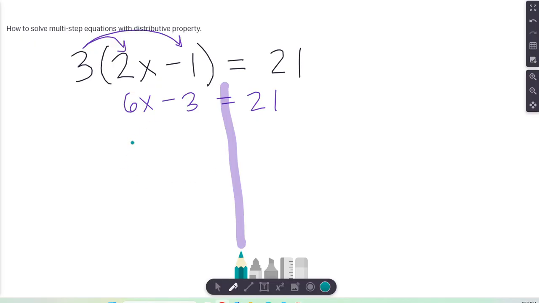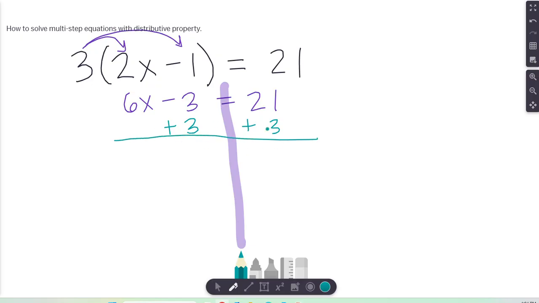The goal of solving equations is to isolate the variable. I want x all by itself. So I have to get this minus 3 away, and I have to get the 6 away. To start with the minus 3, to eliminate it or make it 0, I need opposites. So I'm going to add 3 to negative 3 to make 0. To keep it equal or balanced, because this is an equation, we have to add 3 to both sides.